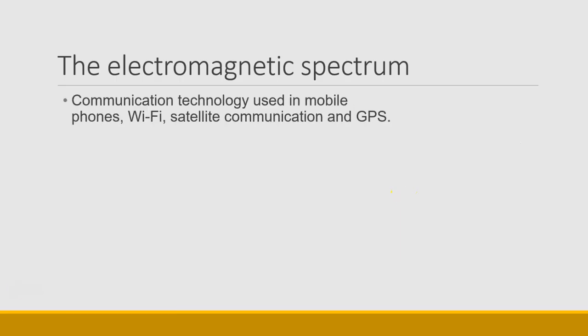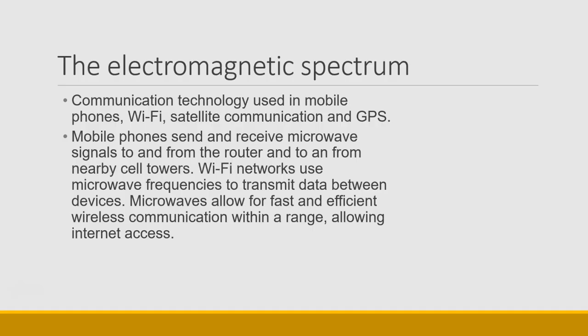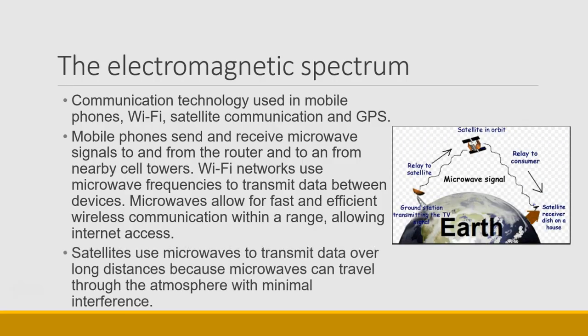Microwaves are also used in communication technology. So microwaves are used in mobile phones, in your home Wi-Fi, in satellite communications, and in GPS technology. And the way it works, for example, in a mobile phone, is that it sends and receives microwave signals to and from the router and to and from nearby cell phone towers. Wi-Fi networks use microwave frequencies, and they transmit data between devices using these microwave frequencies that travel through the air. And microwaves allow for fast and efficient wireless communication within a specific range, and that allows us internet access.